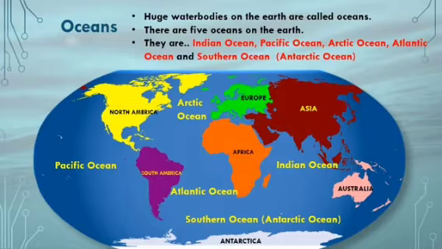Huge water bodies on the earth are called oceans. There are 5 oceans on the earth. They are Indian Ocean, Pacific Ocean, Arctic Ocean, Atlantic Ocean, and Southern Ocean or Antarctic Ocean. I'll repeat. The 5 oceans on the earth are Indian Ocean, Pacific Ocean, Arctic Ocean, Atlantic Ocean, Southern Ocean, or Antarctic Ocean.